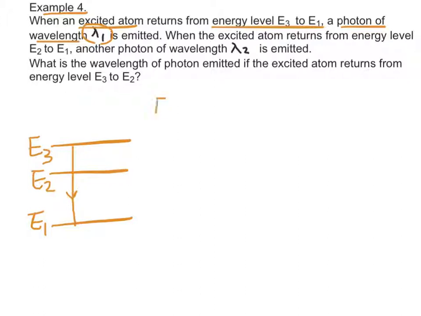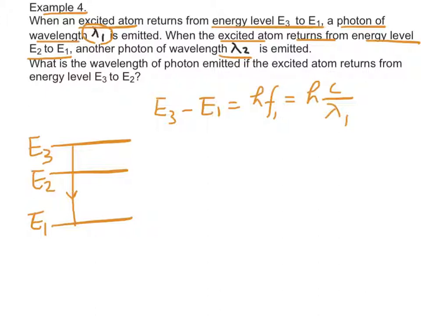Therefore, we can write down E3 minus E1 equal to hf1 equal to hc over lambda 1. Next, when the excited atoms return from energy level E2 to E1, another photon of wavelength lambda 2 is emitted. Therefore, we have E2 minus E1 equal to hf2 equal to hc over lambda 2.